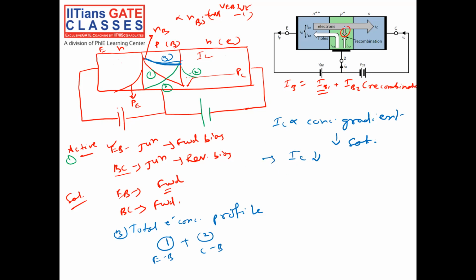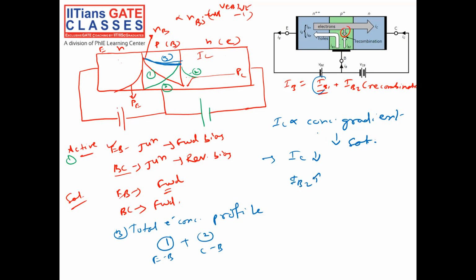Also, you see IB1 is the same, because IB1 is injection of holes from base to emitter, but IB2 is nothing but recombination. Since in base I have a lot of carriers, the recombination will be more. If you try to derive it, the recombination is proportional to the area under the concentration profile. Since the area under the concentration profile is increasing, or qualitatively there is a lot of carrier in the base, my recombination IB2 will increase.